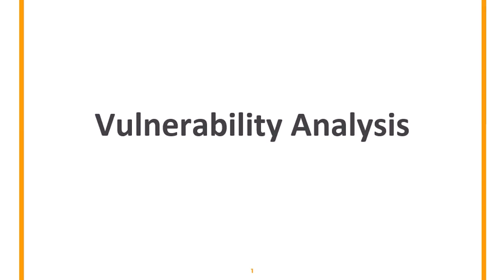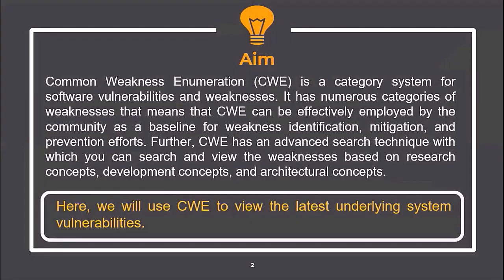In this task, we will perform vulnerability research in the Common Weakness Enumeration database. Common Weakness Enumeration is a category system for software vulnerabilities and weaknesses. It has numerous categories of weaknesses, which means that CWE can be effectively employed by the community as a baseline for weakness identification, mitigation, and prevention efforts.